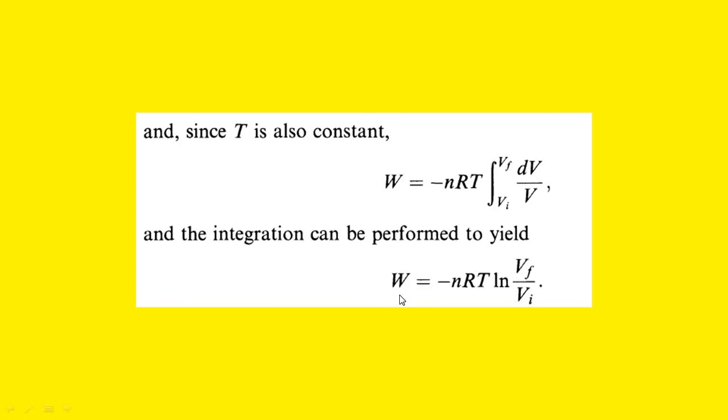isothermal process. Here also you can see that if Vf is greater than Vi, log natural Vf by Vi is a positive quantity, work done is negative. And if Vf is less than Vi, this will be a negative quantity, so work done will be positive.